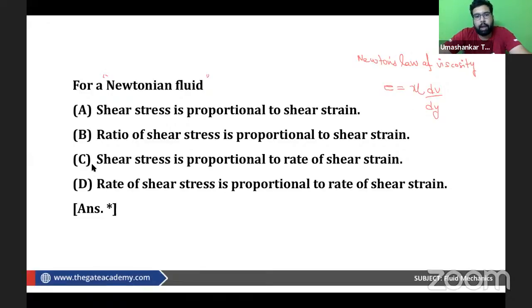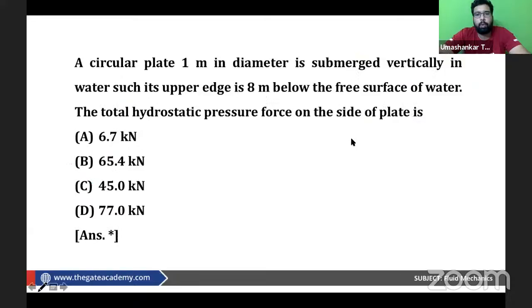So what is this tau, my dear? Tau is the shear stress, and du by dy is the rate of shear strain. So what is the correct answer to this question? The correct answer to this question is option C. The shear stress is proportional to the rate of shear strain. In case of any doubt, please feel free to ask me.